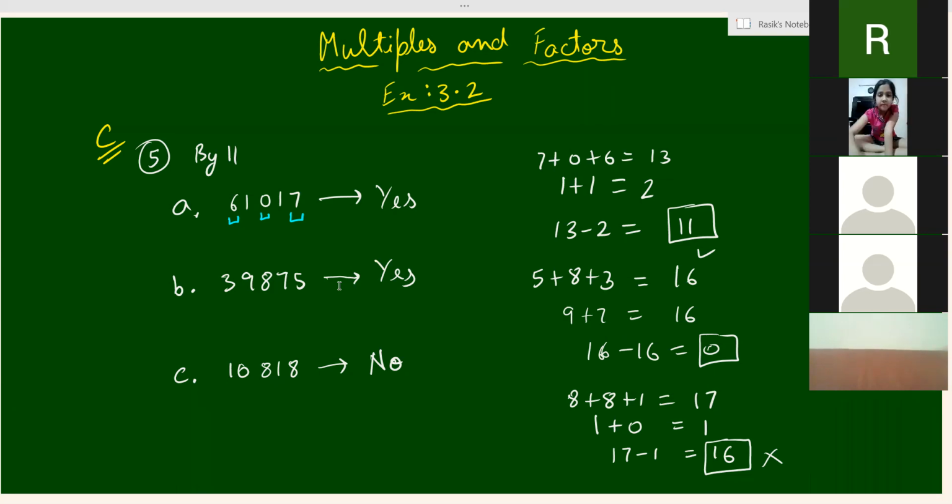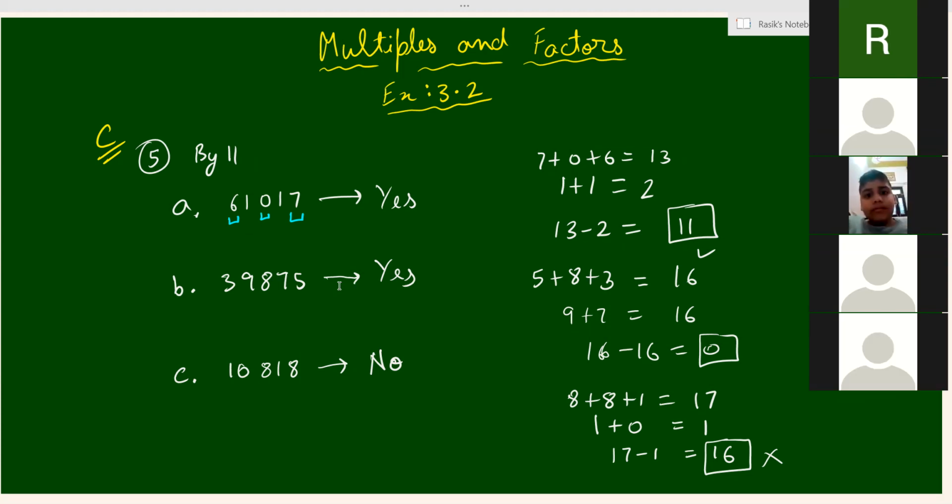Sir, we have to do this in the book. Yes, you have to do question D in the book. Do the question D in the book. Okay? Sir, class is going to be over. Do it in the book. It is not over yet.